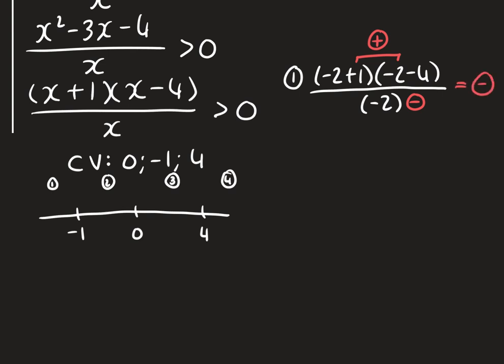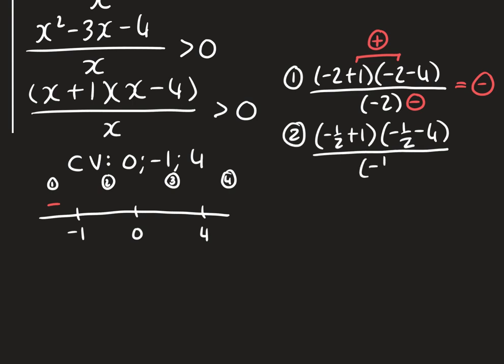Okay, so that's going to be a minus region. Now I'm going to do my second region. My second region, I can sub in anything between minus 1 and 0. So let's sub in minus a half. So minus a half plus 1, minus a half minus 4, all over minus a half.